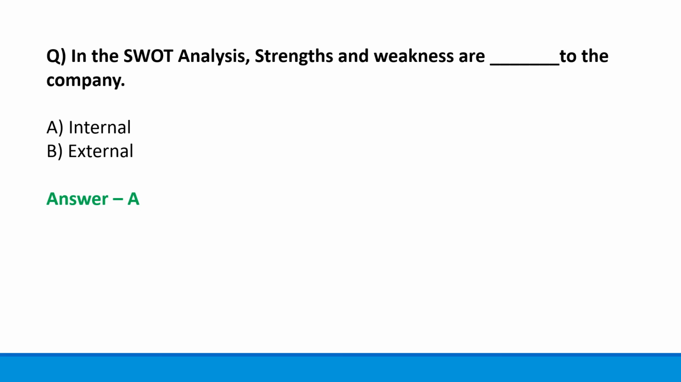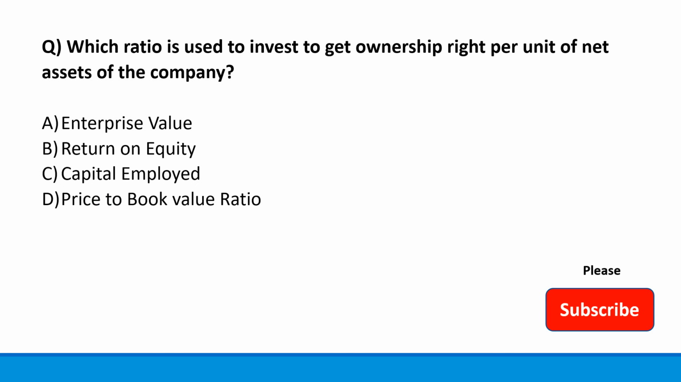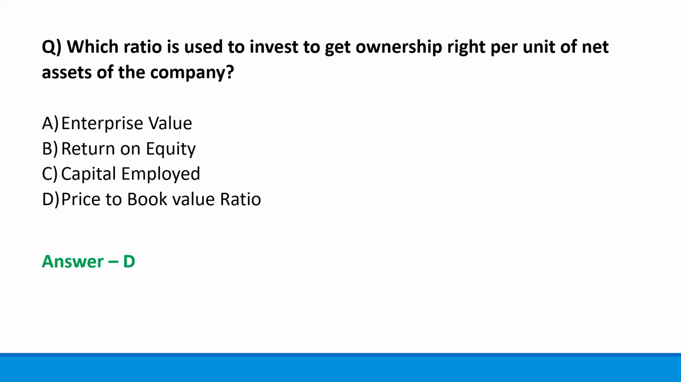Next question. Which of the following ratio is used to invest to get ownership right per unit of net assets of the company? Option A, enterprise value. Option B, return on equity. Option C, capital employed. And option D, price to book value ratio. The correct answer is option D, price to book value ratio.